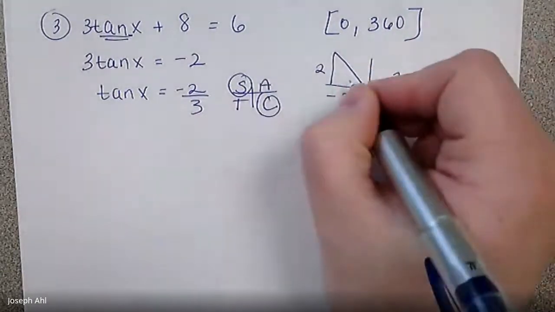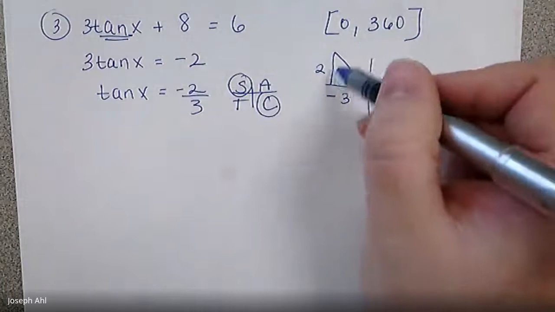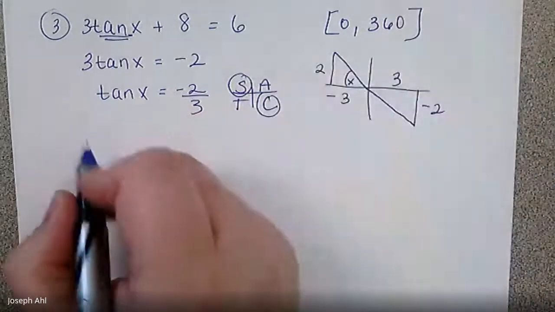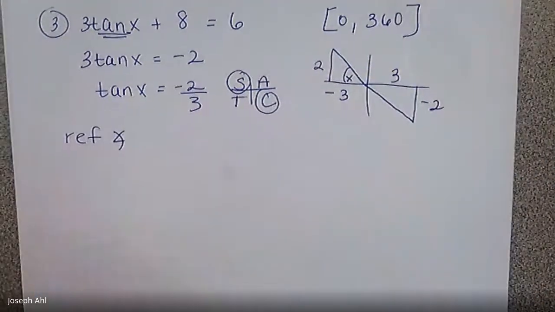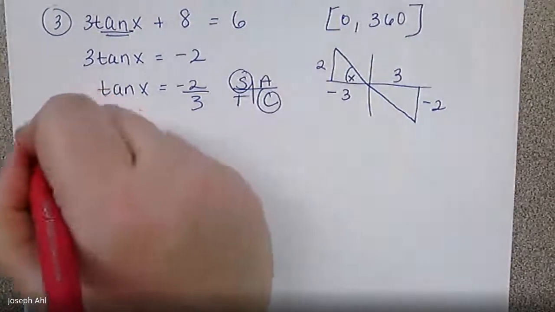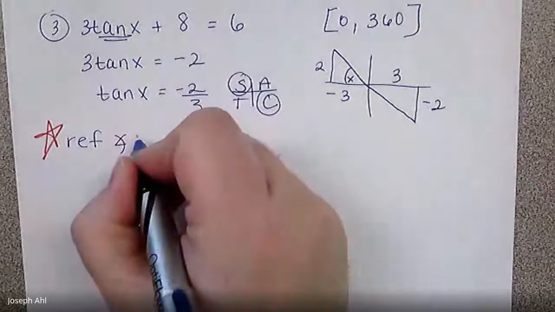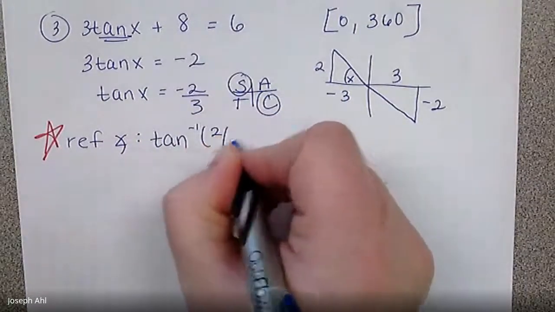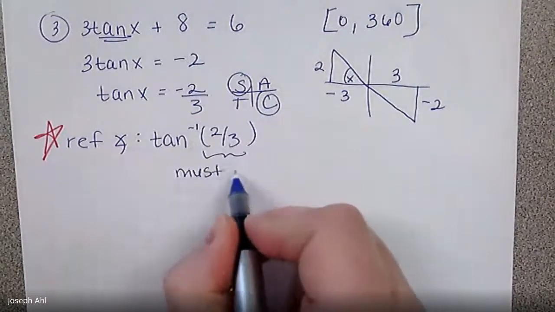But once I have all that labeled, here's my reference angle x. Is this a special triangle where the opposite is 2 and the adjacent's 3? Not quite. So we are going to need the calculator again for the reference angle here. But I want you to make a really special note about the reference angle for this one. When you type in reference angles on your calculator, you should only ever do tan inverse of +2/3.